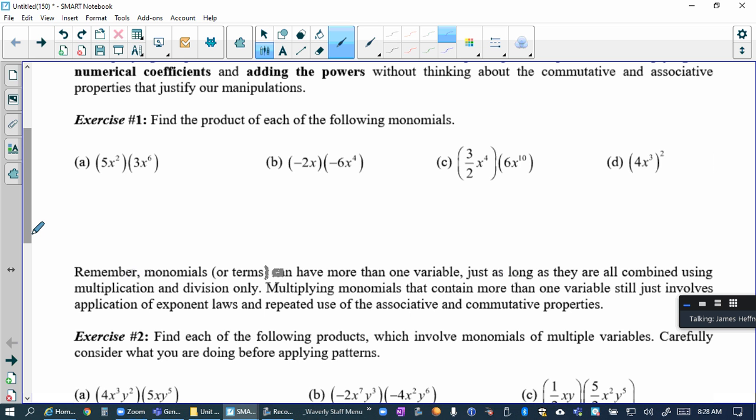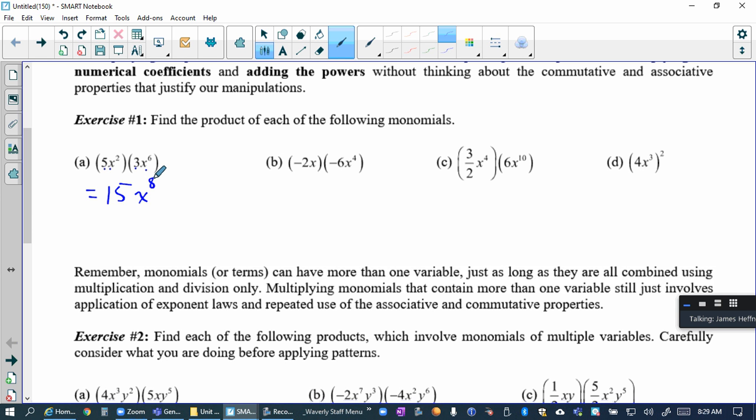Let's look at our first example. Find the product. That means multiply, right? In part A, we have 5x squared times 3x to the 6th. Let's start out: what's 5 times 3? 15. Now, since we're multiplying x squared and x to the 6th, what do we do with those exponents? Add them. So we get x to the 8. Simple as that.